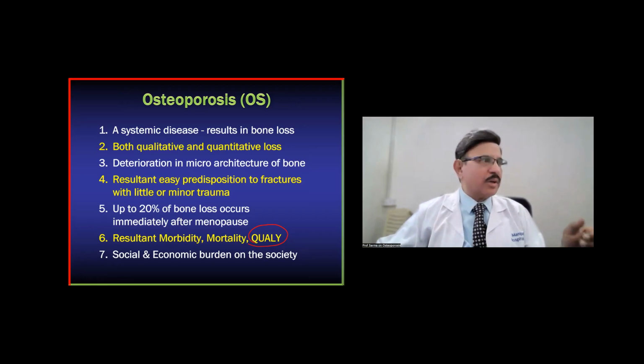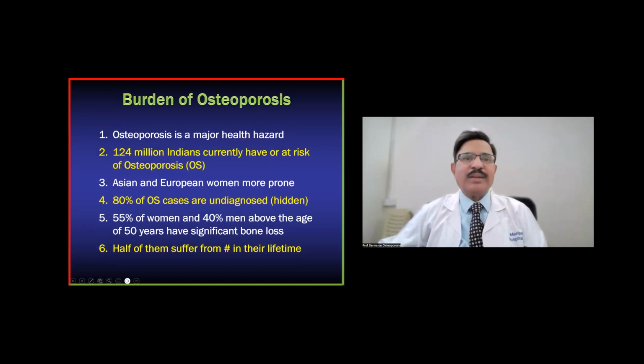You are a dispenser of health. Secondarily, you are a curer of disease. Primarily, you are a dispenser of health. We forget that. We always try prescription, injection, drip. This is a secondary role. Primary role is how do I prevent disease? How do I keep the people healthy? The burden of osteoporosis. It is a major health hazard, unfortunately not recognized.